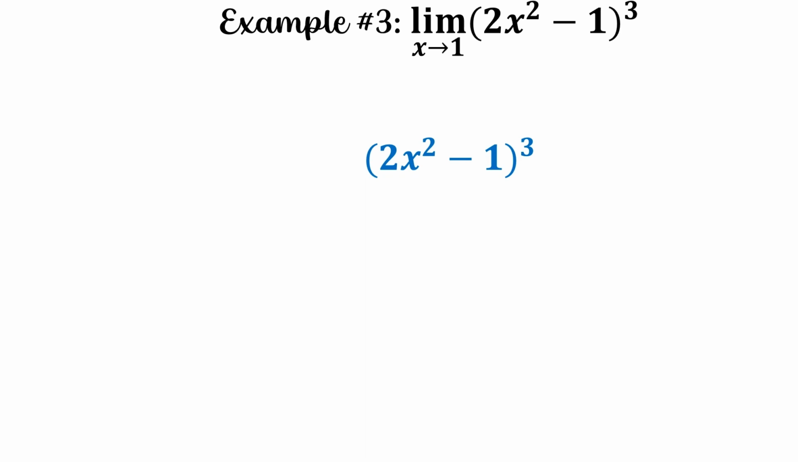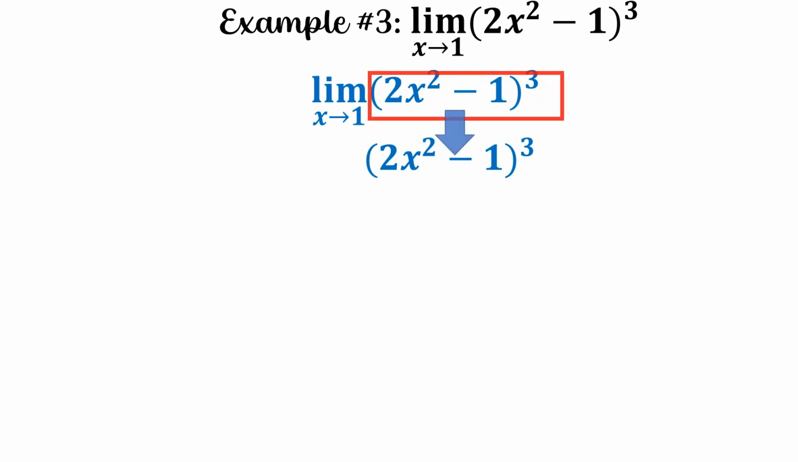Example number 3. Find the limit of the cube of the difference of 2 times x squared and 1 as x approaches 1. In solving for the limit of a polynomial function, the process is similar to evaluating a function, which is through substitution. Get the function, which is the cube of the difference of 2 times x squared and 1. Identify the value of x. The value of x is 1. Substitute the value of x to the function.